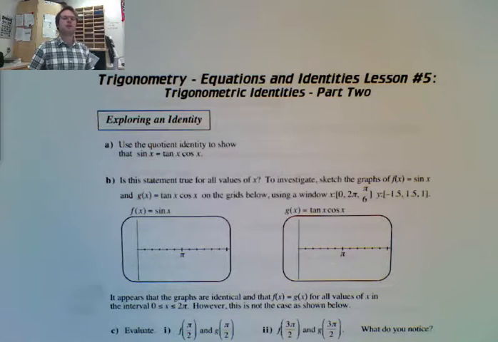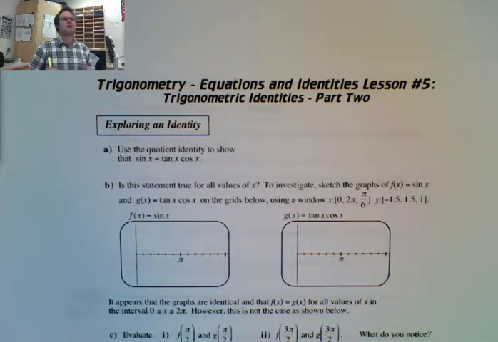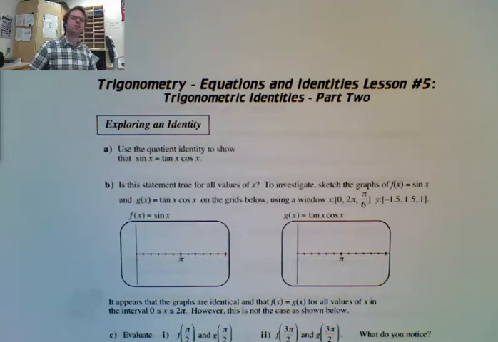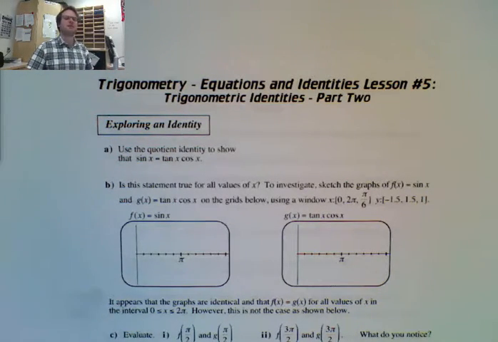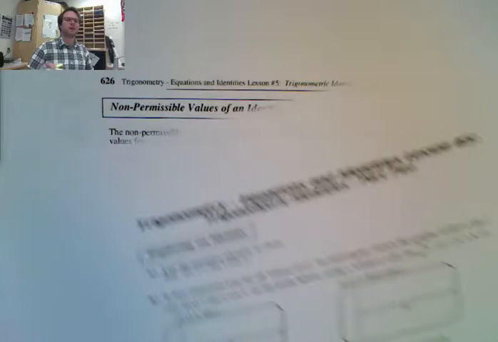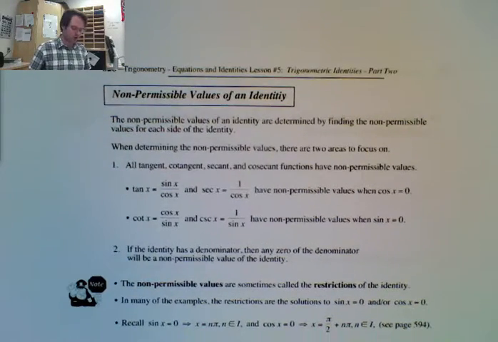Welcome back, Math 30-1. Today's lesson is just a continuation of yesterday's lesson, which is trigonometric identities. In this lesson, we're going to learn more about restrictions and how to use trigonometric identities to prove more complicated trigonometry equations.